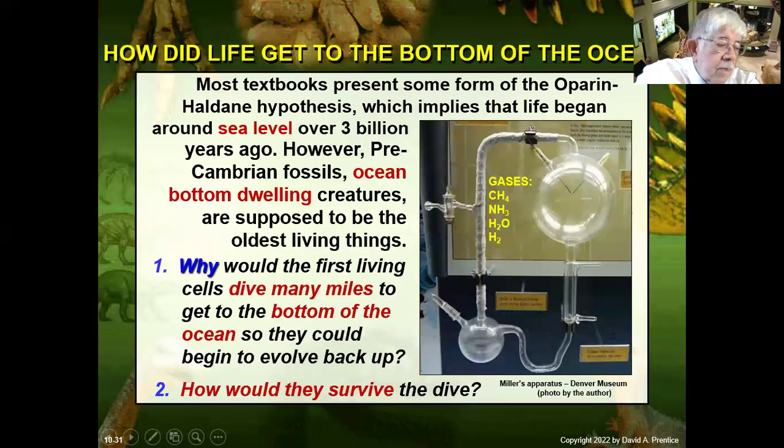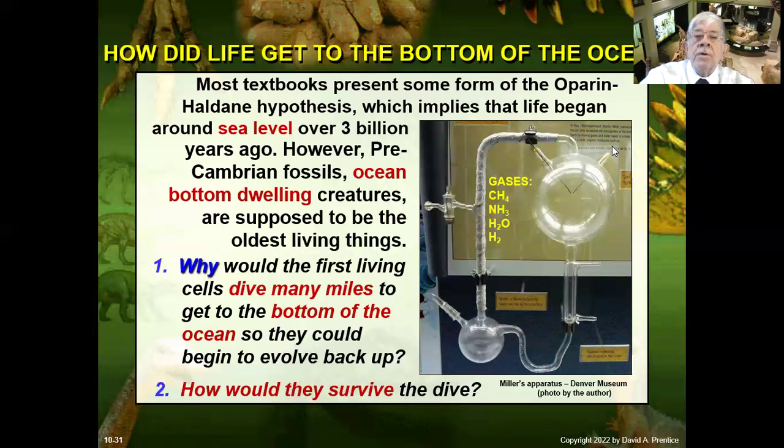So think about this. I mentioned earlier, Darwin believed that life must have come into existence in some warm little pond. Well, that has been formalized into what's called the Oparin-Haldane hypothesis, which we talked about in an earlier lesson. So most textbooks present some form of the Oparin-Haldane hypothesis. This implies that life began around sea level over 3 billion years ago because you needed to have the right nutrients, the right chemicals, the right energy source, and so forth.